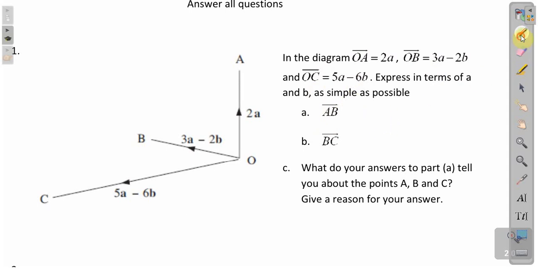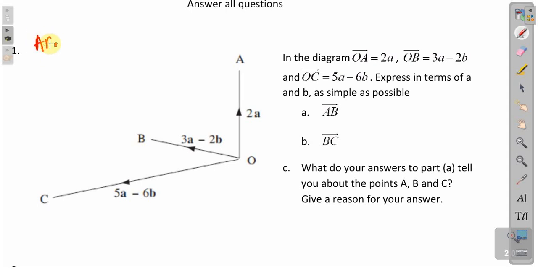Okay, so in the diagram, the vector OA is 2A. The vector OB is 3A minus 2B. And the vector OC is 5A minus 6B. Expressing in terms of A and B as simply as possible, find vector AB and vector BC. And C, what do your answers to part A tell you about the points A, B, C? Give a reason for your answer.